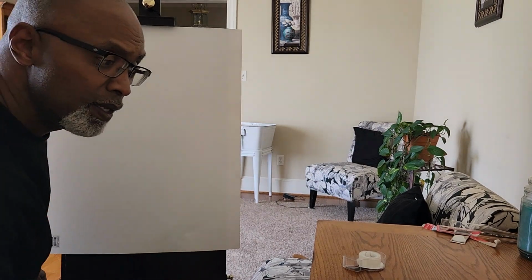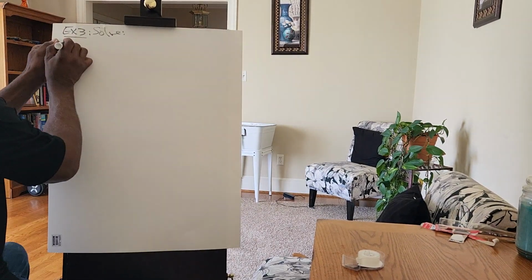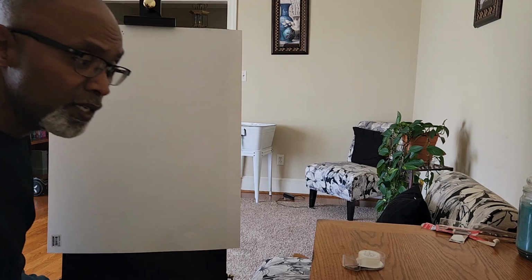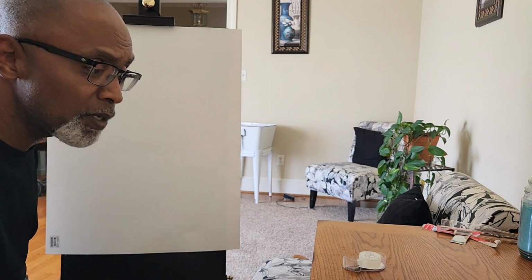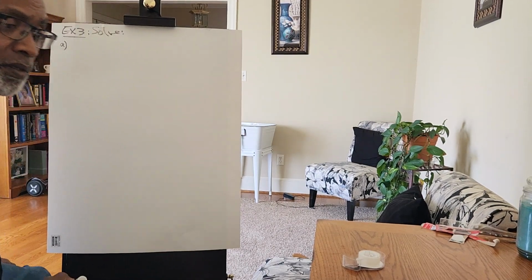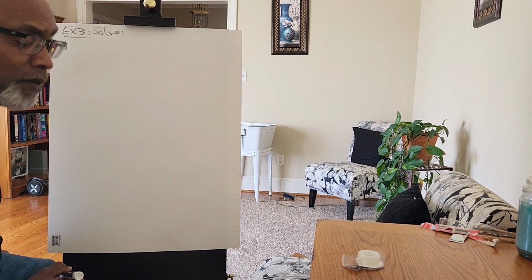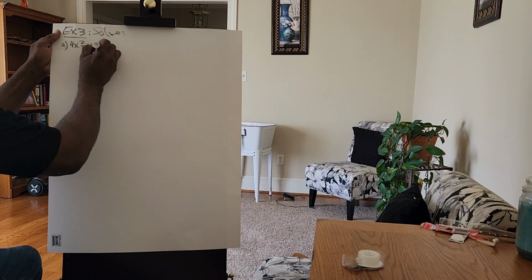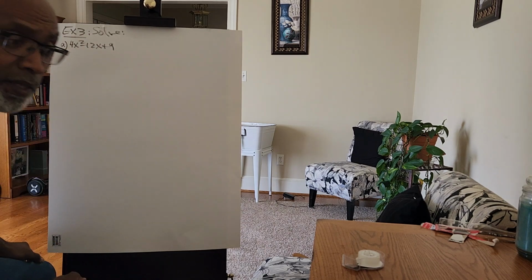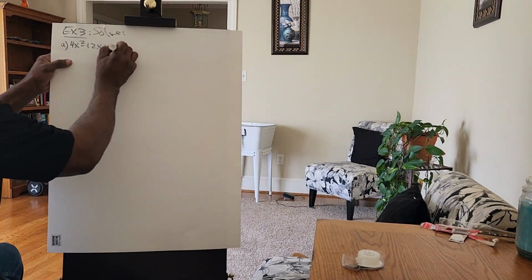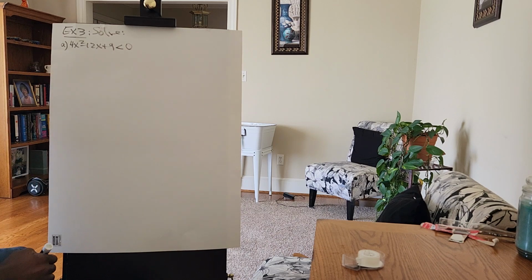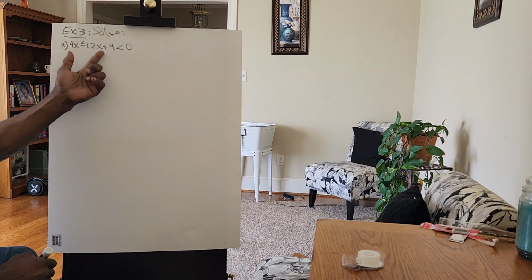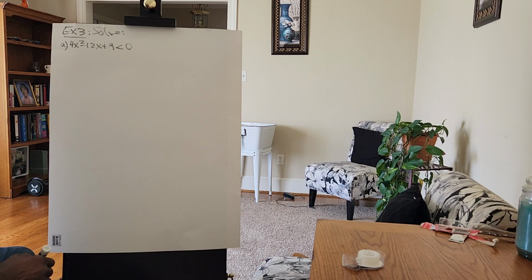They say 4x squared minus 12x plus 9 less than 0. So I've already got it in the right form: descending powers of the variable, and there's a 0 on the other side. That's always where you want to start.